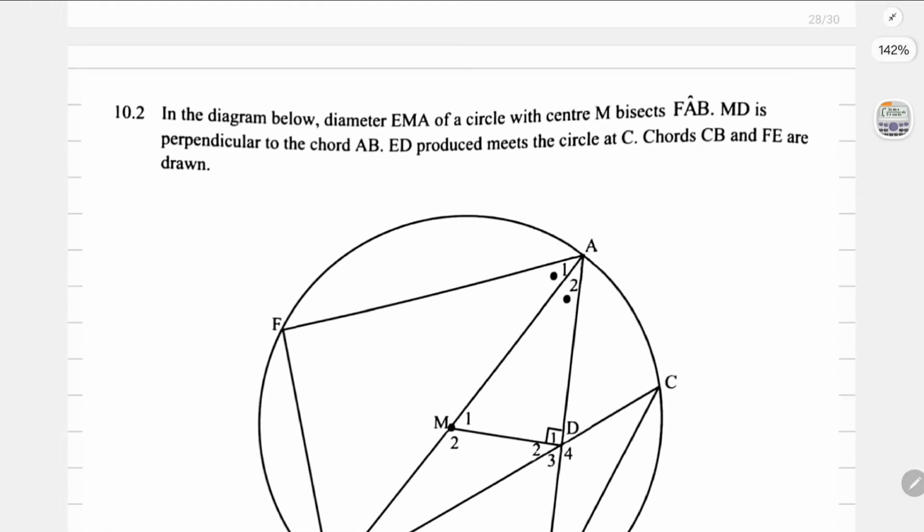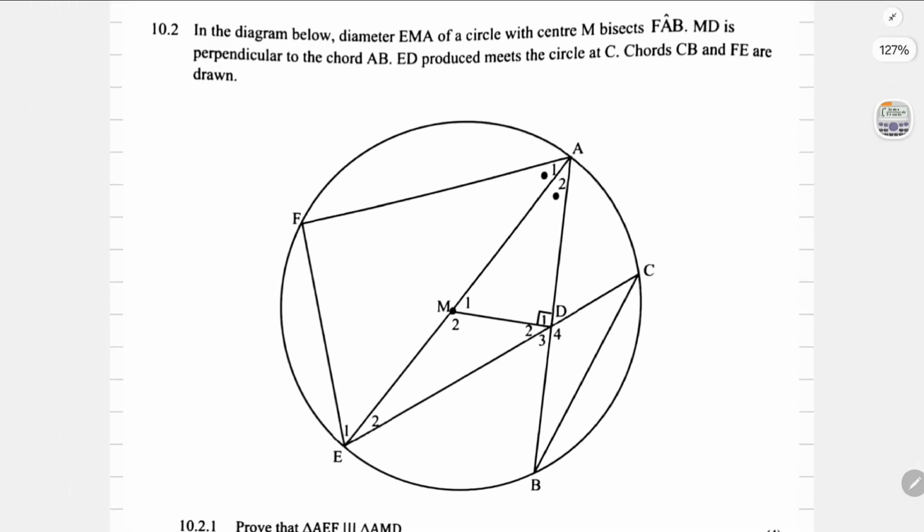10.2 says, in the diagram below, we have a diameter EMA, diameter of a circle with the center M. So they already told us this is the center. It bisects FAB, so it bisects this bigger angle. Remember, if a line bisects an angle, it means that it cuts that angle into two equal parts. So these two are equal already. We know that from the beginning.